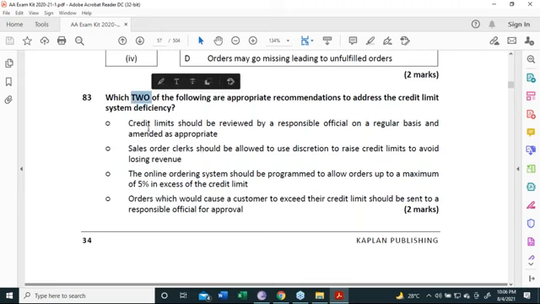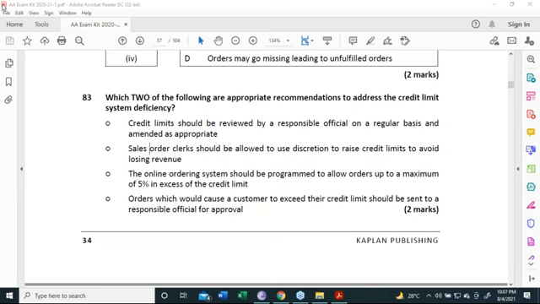Oh, you have to choose two. Which two of the following are appropriate recommendations? Credit limit should be reviewed by a responsible official. Not only that, the review should be performed on a regular basis. Not only that, more value addition: if there is any need of amendment, they should be amended as appropriate. So I'm going with the first statement. First is the correct answer.